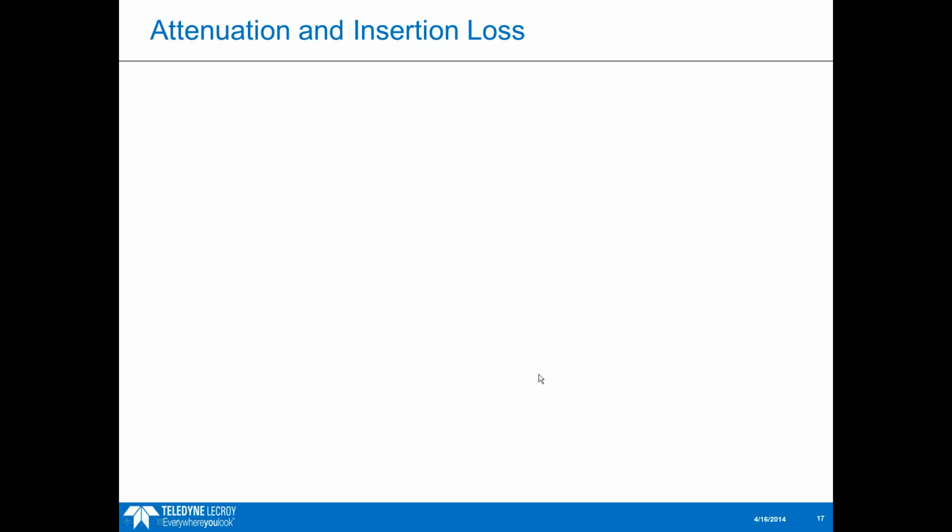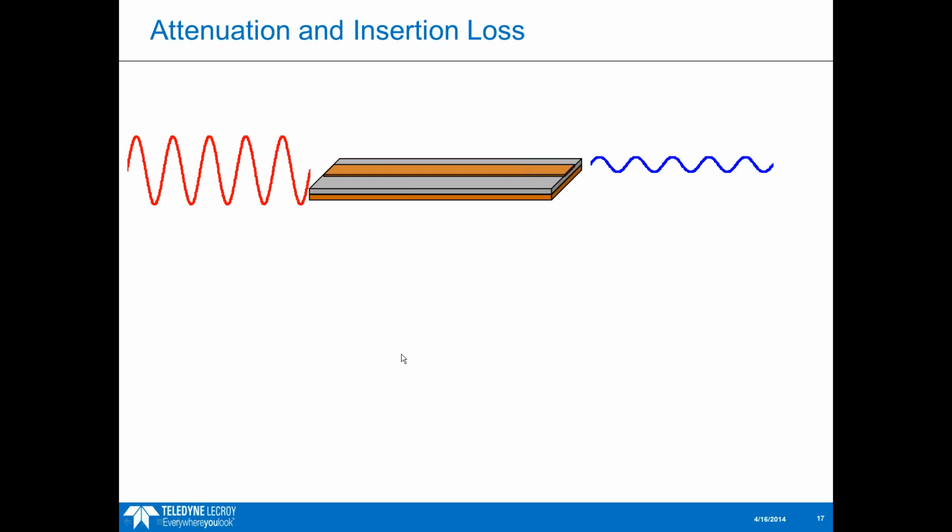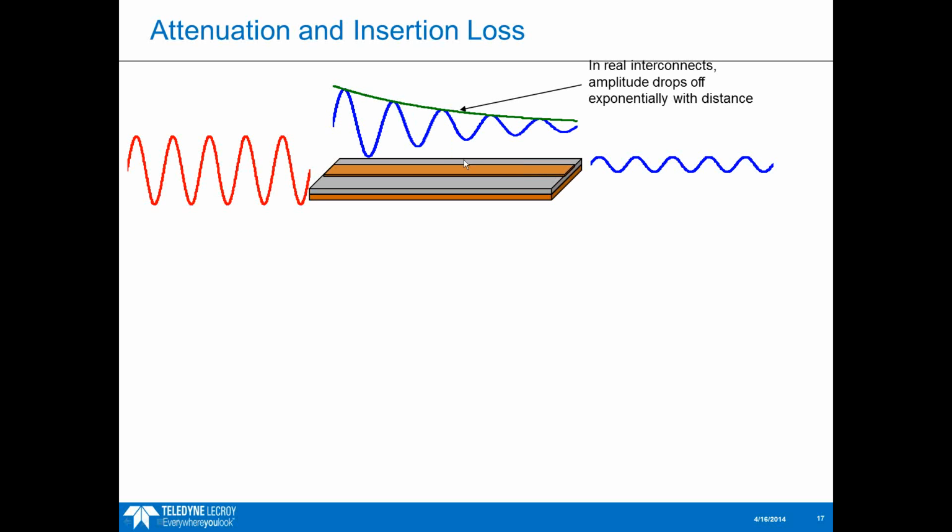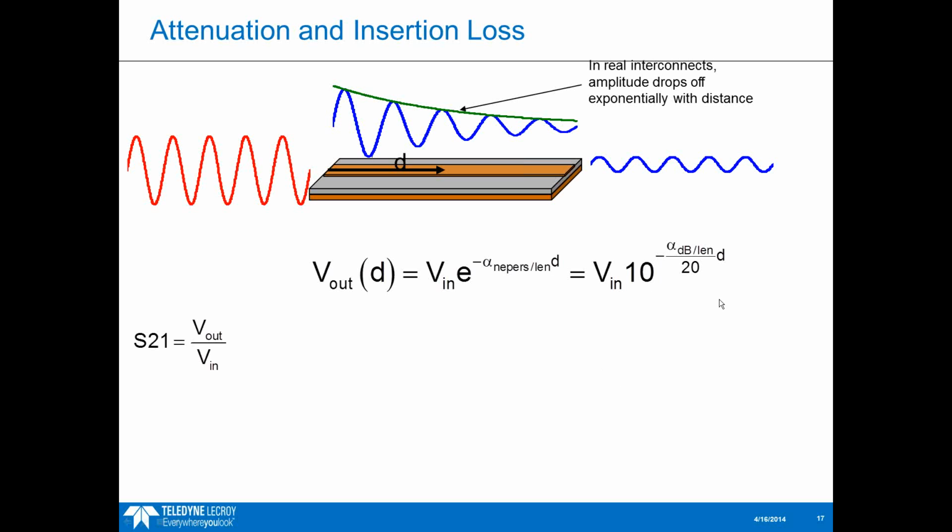The next pattern here is the attenuation and insertion loss. When we send a signal through an interconnect, even if there's no reflection, so this is a uniform, perfect 50 ohm transmission line, what comes out of the other side is some attenuated version of the input. And the attenuation drops off exponentially with the distance. So here's an equation that can relate the output voltage to the input voltage, and you can see this exponential relationship here in terms of the amplitude.